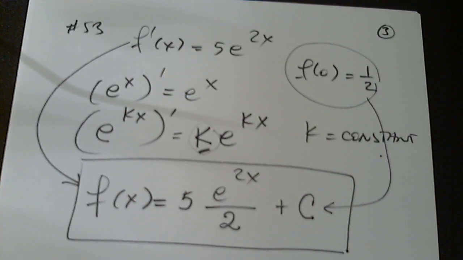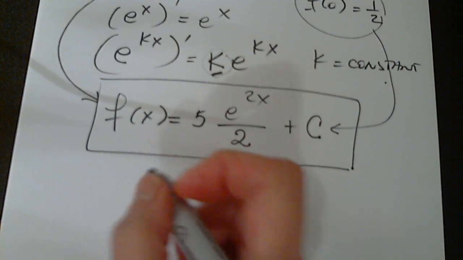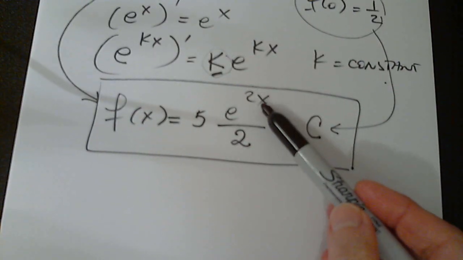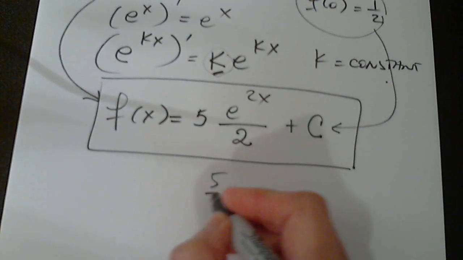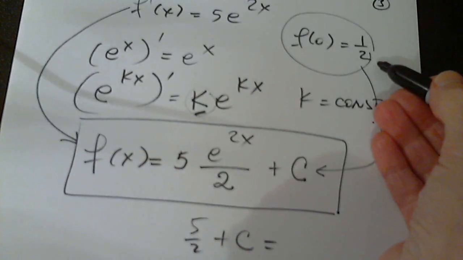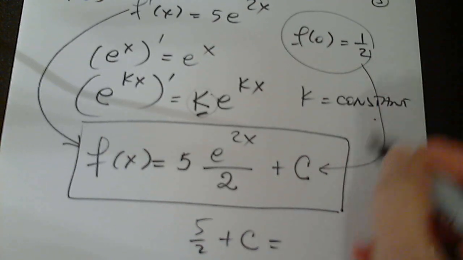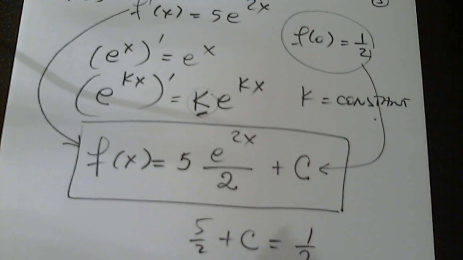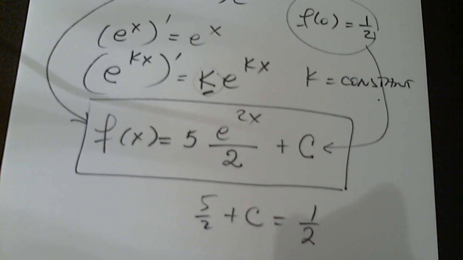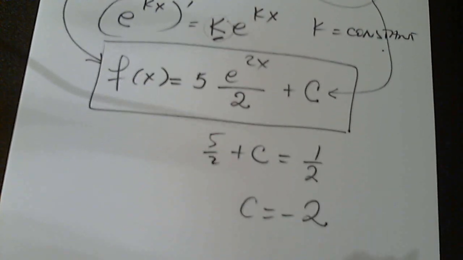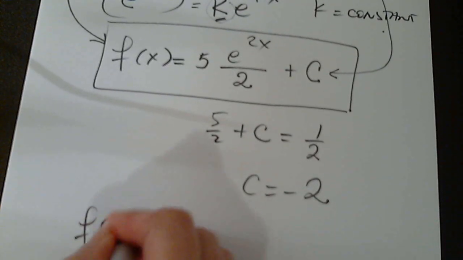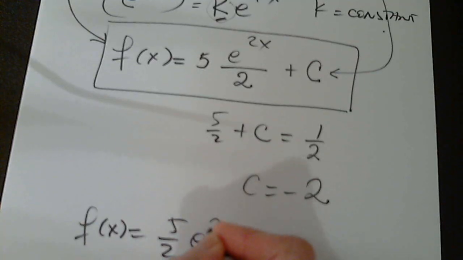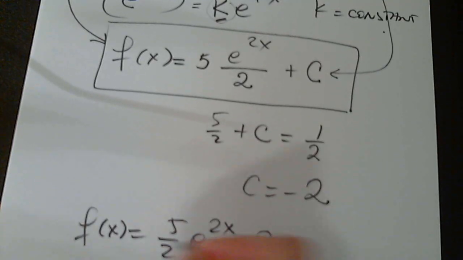That's why it's there. Okay, so f of 0, e to 0 is not 0, careful, e to 0 is 1. So I have 5/2 plus c equals the y value, which is 1/2. So 1/2 minus 5/2 is -4/2, so this is c equals -2. So I found the specific antiderivative, which is f of x equals 5/2 e to 2x minus 2.